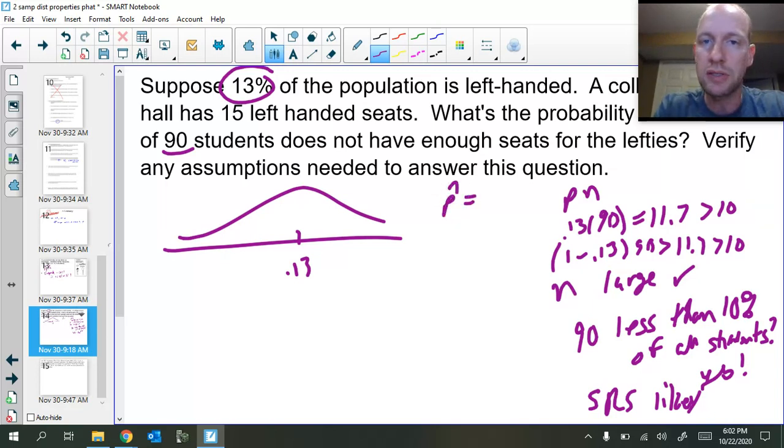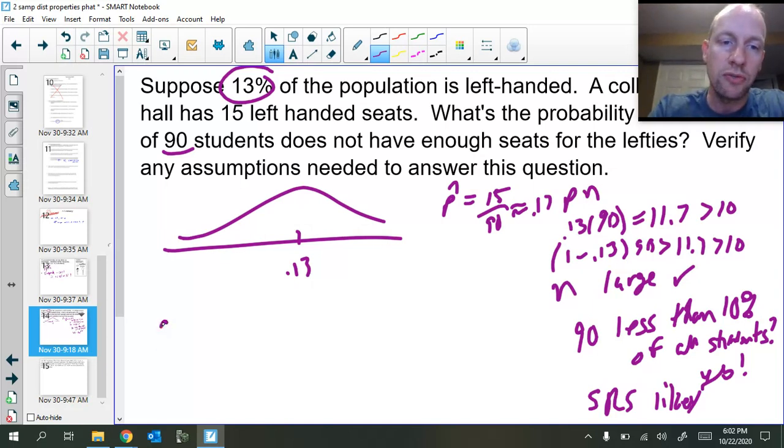So p hat equals, it looks like in this case, we're worried about 15 out of the 90, so we'll make that our sample proportion, 15 out of 90, which is about, I think, 17%. Yeah, roughly 17%. So the question we need to figure out then is where does that 17% land on the curve, and try to answer the question with probability.